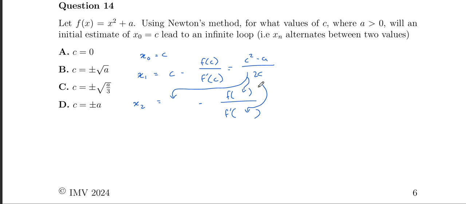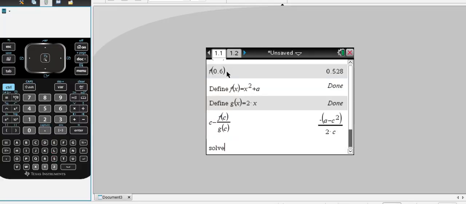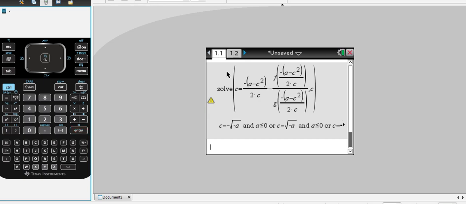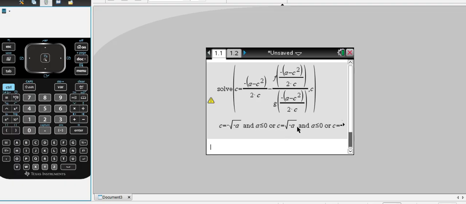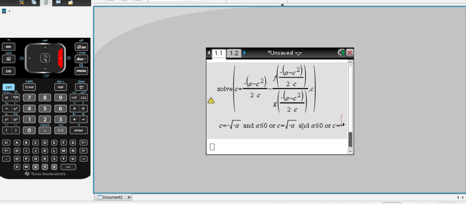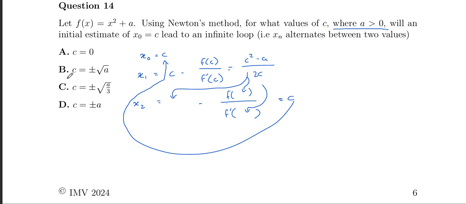And if we want it to result in an infinite loop, well then this would just circle back to being c. So now we just need to solve this equation. So solve c is equal to this number minus f of this number over g of this number. Solving for c, we need to look at the solution where a is greater than 0. So these ones are when a is less than 0, and these ones are when a is greater than 0. So root 3a on 3, which is equal to c.